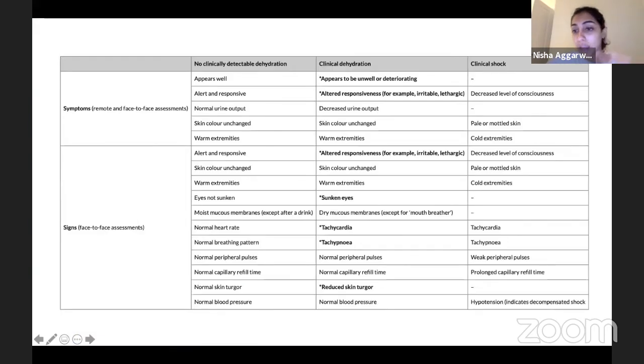This is from NICE guidelines as well about differentiating between clinical dehydration and clinical shock. So may make you think about whether you're giving NG fluids or whether you're giving IV fluids and boluses, or whether you're happy just to do an oral fluid challenge. That's also an option for dehydrated children.